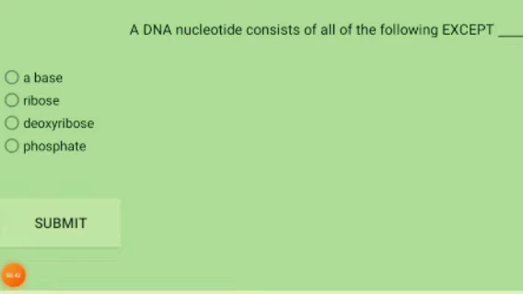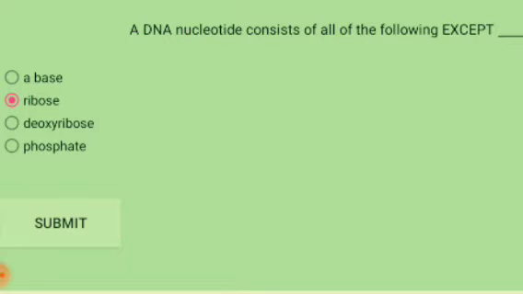A DNA nucleotide consists of all of the following except option A, base, B, ribose, C, deoxyribose, and D, phosphate. So a DNA nucleotide consists of all of the following except ribose. Okay, ribose is present in RNA.